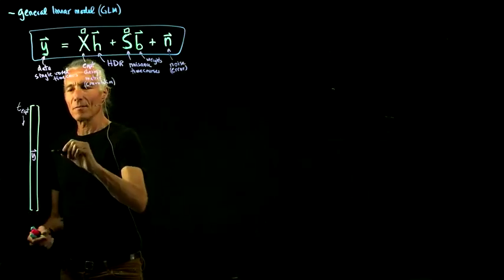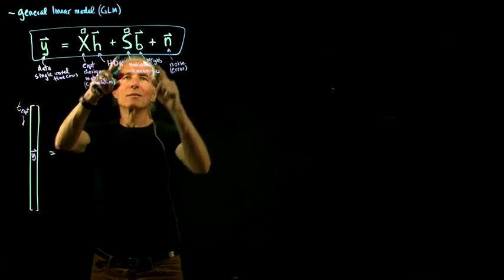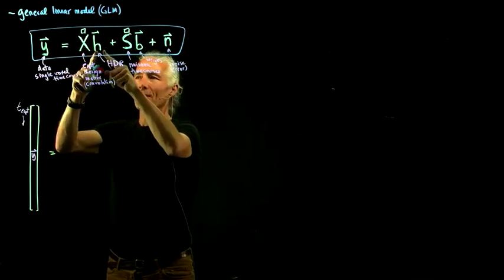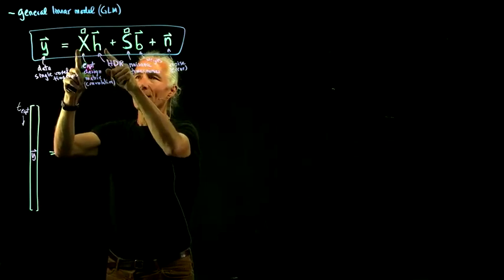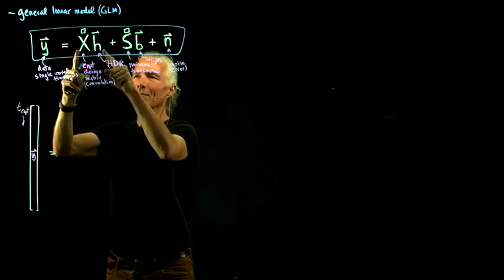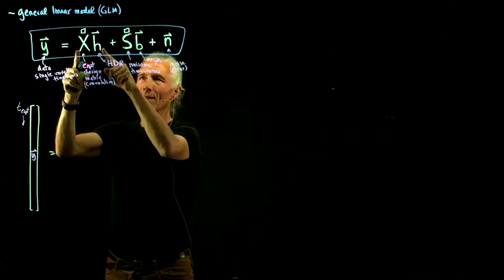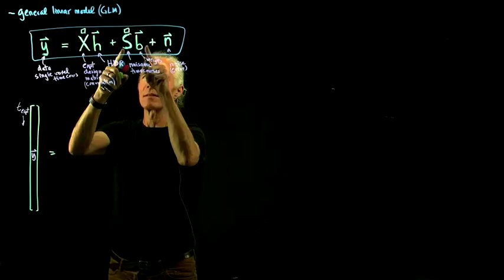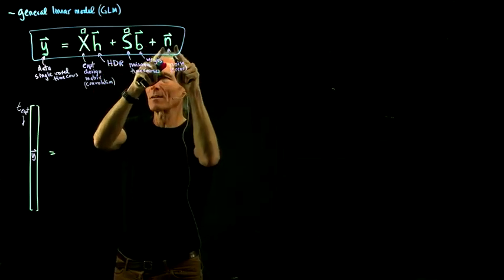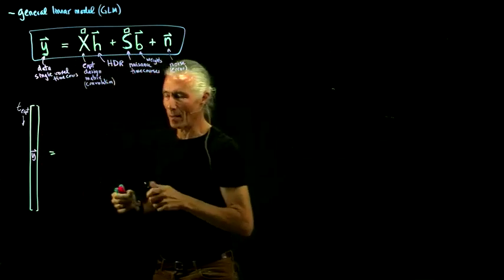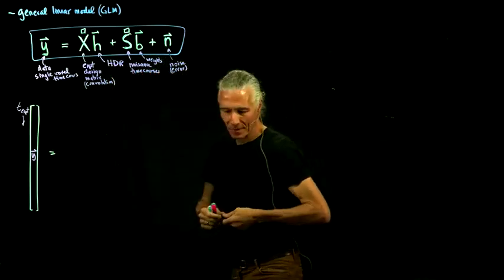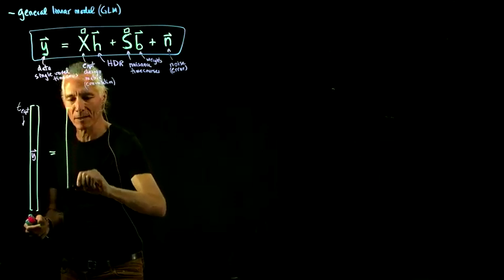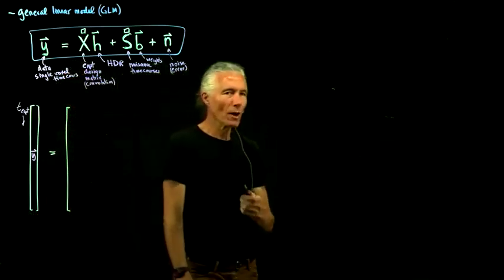If you look at this equation, what it says is, when you operate a matrix on a vector, that gives you a vector. So X times the hemodynamic response function vector is a vector, plus the S matrix times the weights vector is another vector, plus the noise is a vector. So the whole thing is a vector, just linearly added up. Now let's look at what that X matrix looks like. And let's just do one.